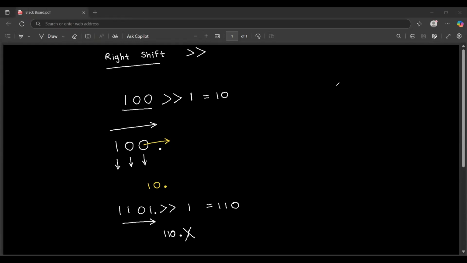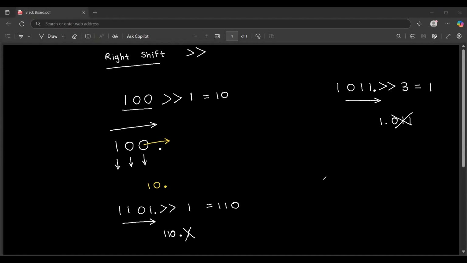Okay, what about this number 1011 moved by 3 places? What happens there? Well, the last 3 bits will be discarded. That's how it's going to happen. So the output will be 1. Here you have the point, and you're moving 3 places in this direction. So it will be 1.011. Then you're discarding these 3 bits, which means the output will be 1.